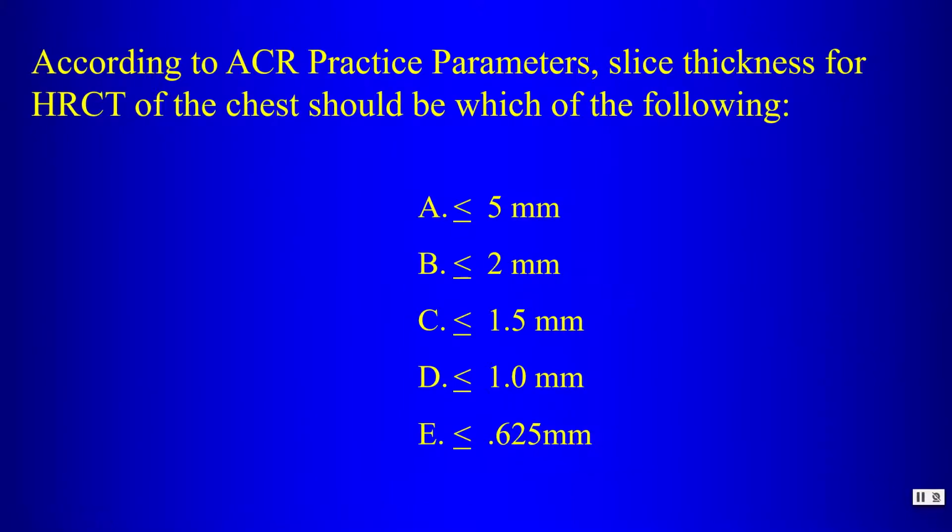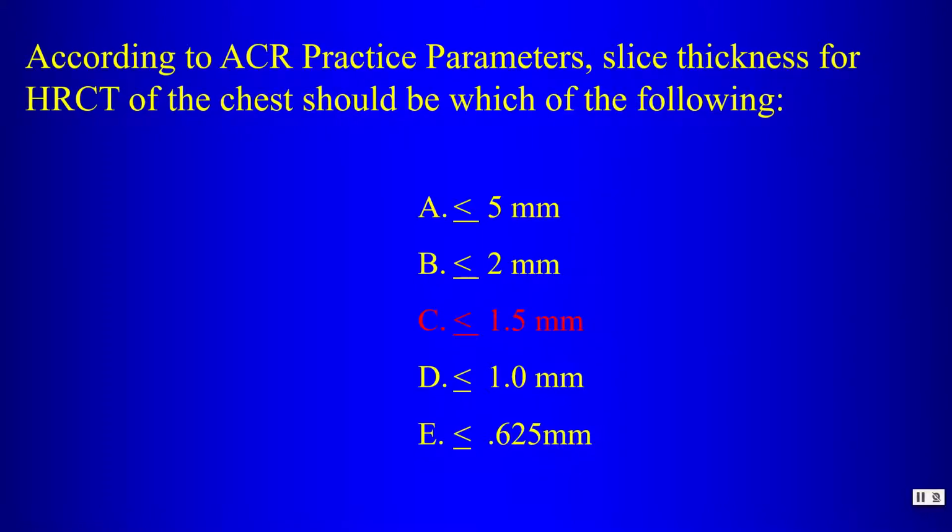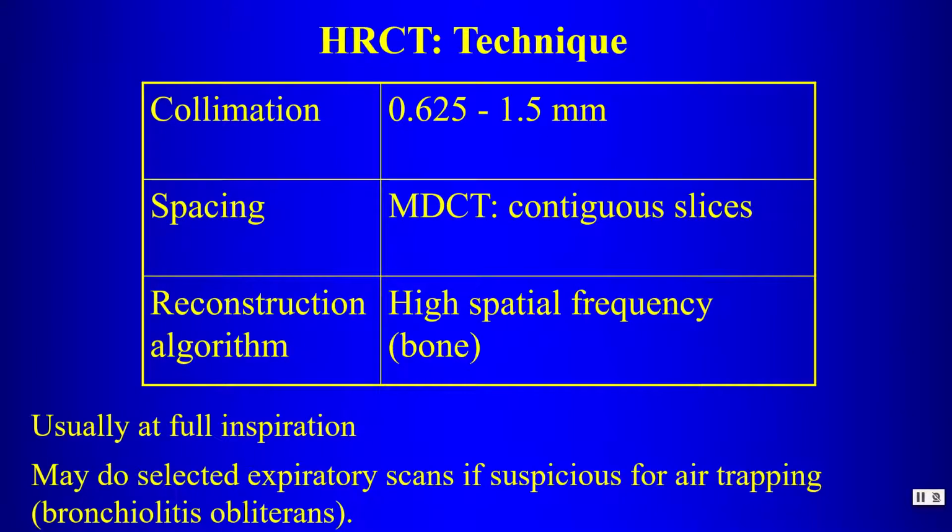So if I ask you this question, slice thickness for high-res CT of the chest should be which of the following? Well, the answer is that this defines high-res CT: a slice thickness of less than or equal to 1.5 millimeters. So what is involved in the technique for high-res CT? Well, the collimation, the slice thickness, should be between 0.625 and 1.5 millimeters. Spacing, now with multi-detector CT, we do it with contiguous slices, and this is also important.